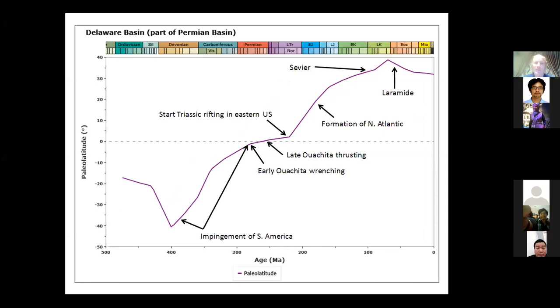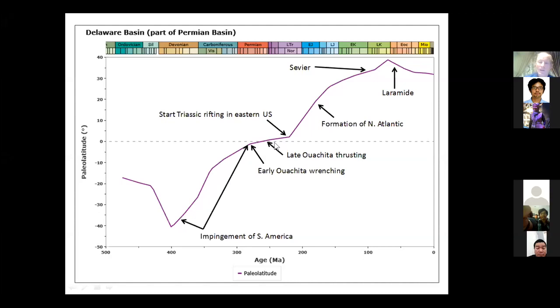This is from the Delaware Basin in West Texas. It's part of what is called the Permian Basin, and its paleolatitude history is shown by the purple line. And what I've done here is I've attempted to interpret it in terms of the tectonics. So what we see here is that South America first bumped into this part of Laurentia or North America almost 400 million years ago and did it again at this time. And this was the effective time that led to the real formation of Pangaea. And we've broken it down here into several events.